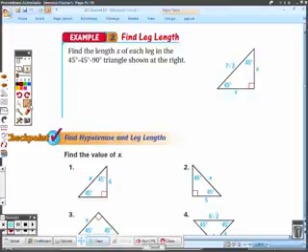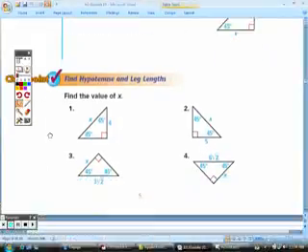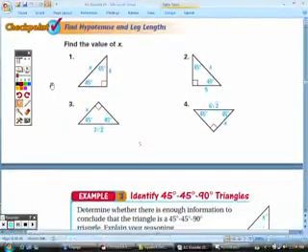Okay, there are no legs given in this one, but they did give us the hypotenuse is 7 root 2. So the leg is 7, and this leg is 7. That's it. That's the answer. You thought it was hard? All right, there's a checkpoint underneath it. Let's try that.